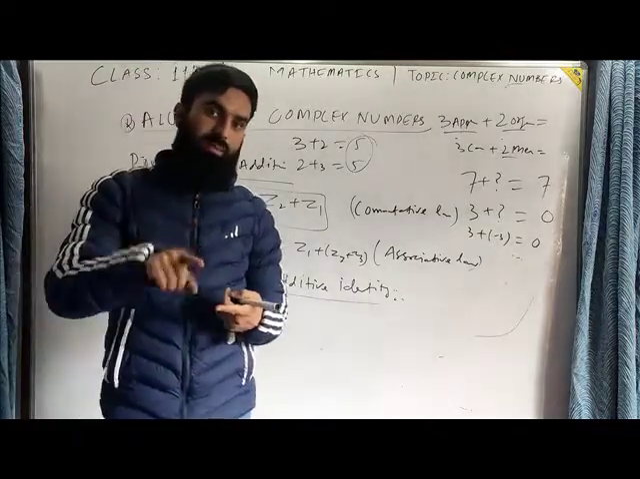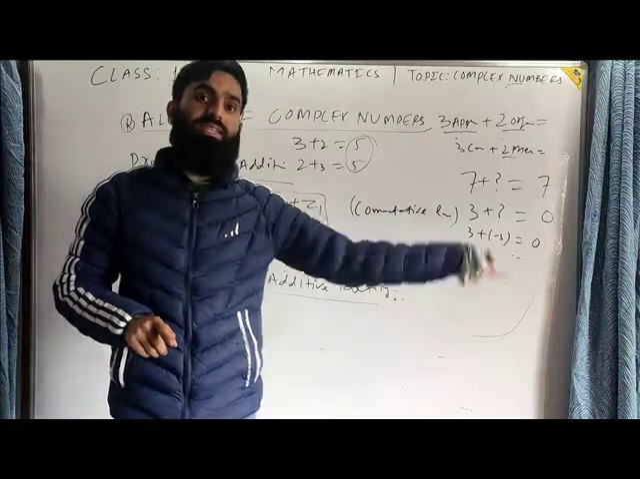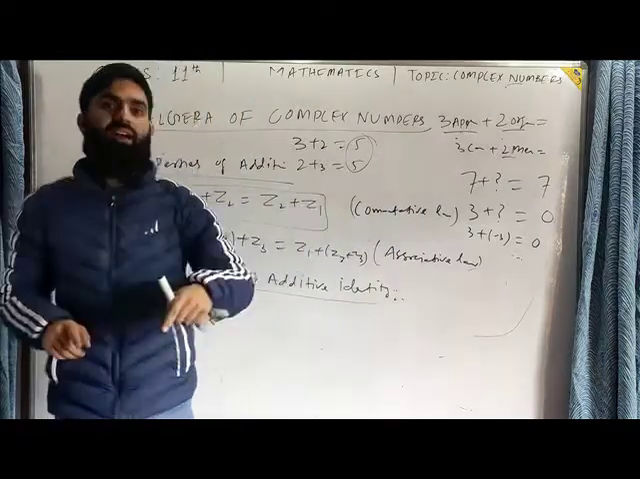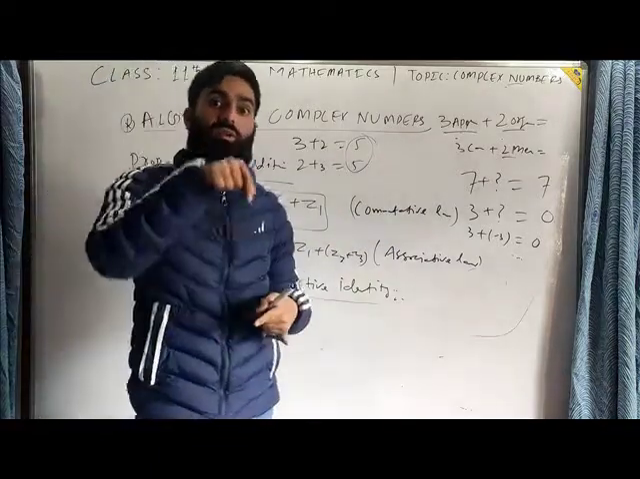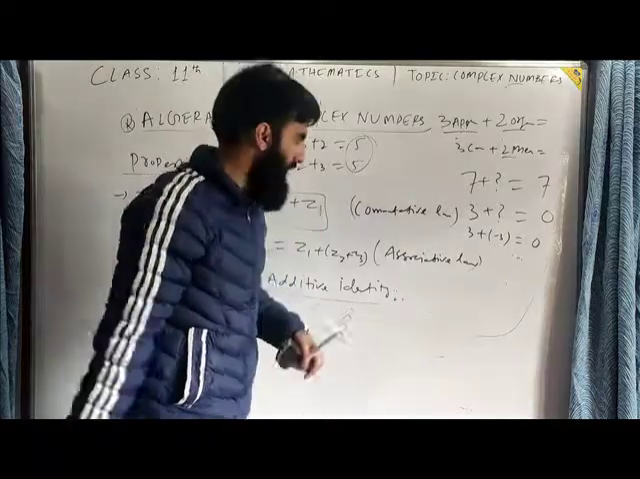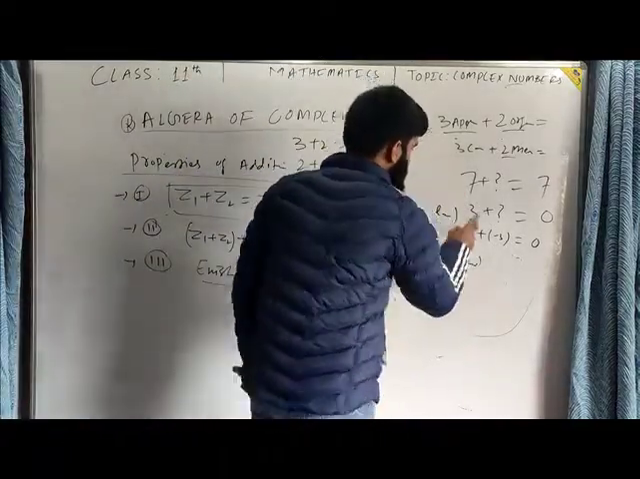Additive identity is a number which is added to a particular number in order to get the same result. Additive inverse is that kind of a number which is added to a particular number in order to neutralize it, in order to get the value as 0. So that is called additive identity and additive inverse.